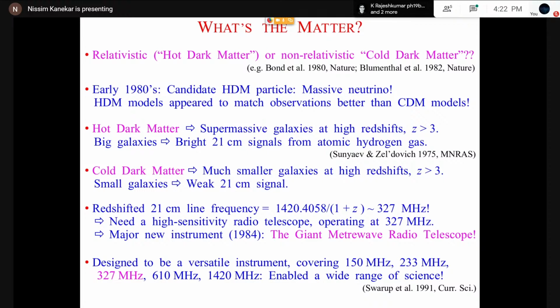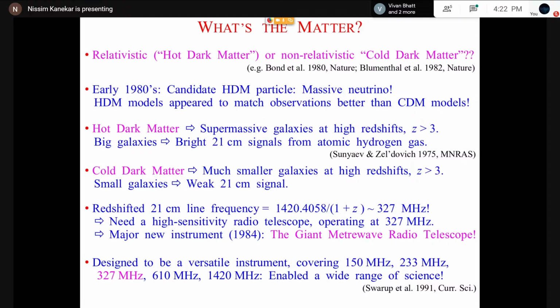And Sunyaev and Zeldovich had predicted that you might be able to see the 21 centimeter signals from these very high redshift galaxies. On the other hand, with cold dark matter models, the galaxies were expected to be formed in a bottom-up fashion, small galaxies being formed first. So the galaxies at high redshifts would be small, much smaller than in the hot dark matter model. And then you would build up the bigger galaxies by merging of these small galaxies, and you'd only steadily build up these galaxies with bigger and bigger objects. And the small galaxies meant that your 21 centimeter signal would be quite weak. So as I said, in the late 70s, early 80s, hot dark matter seemed to be doing really well.